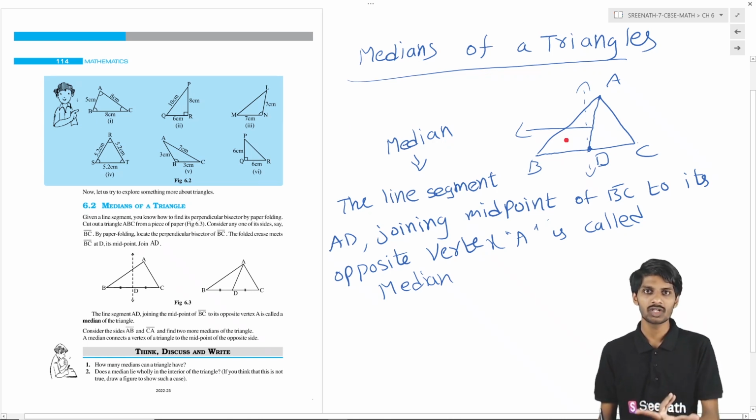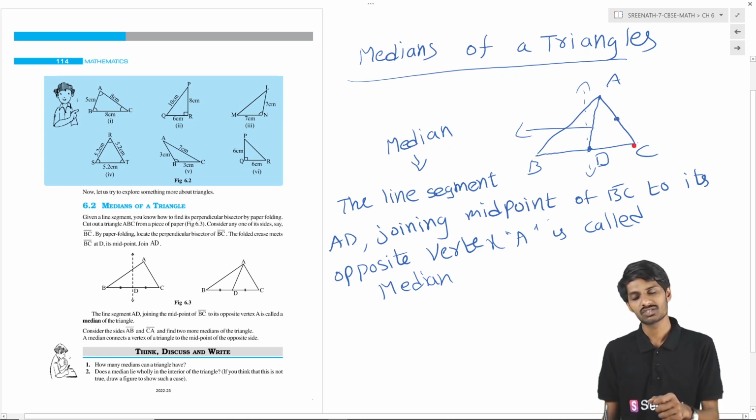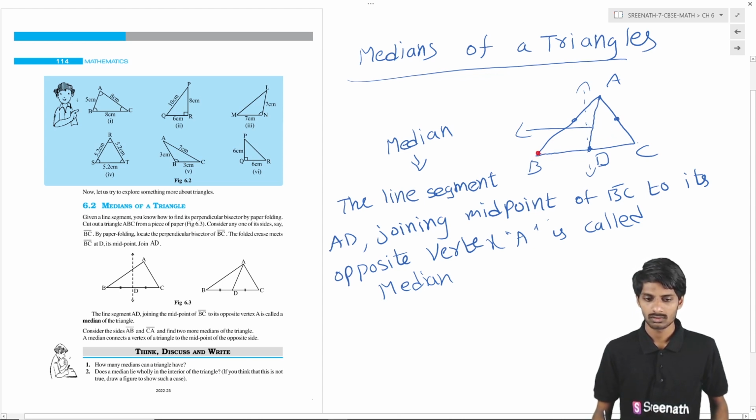If you want to draw another median, what do you have to do? Suppose you want to draw a median for this side. You have to find the midpoint and draw a line segment from the opposite vertex, that is B, to this point. And if you want to draw a median from this vertex to this side also, you have to find the midpoint of this side and draw a line segment from the opposite vertex to this side. So I am drawing here, students. So you can draw.